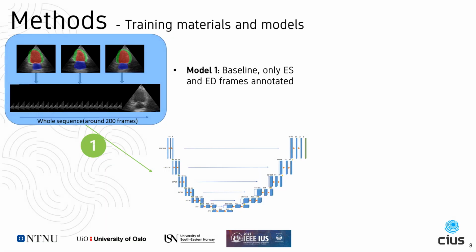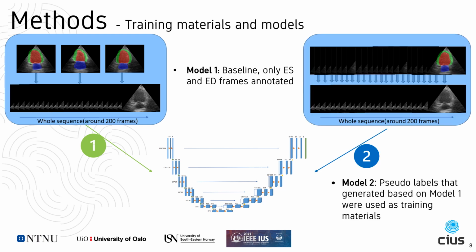To have an overview of how different data materials and network structures perform, we compared 4 models. The first model is a baseline model that we trained only with frames annotated at the end of diastole and the end of systole, because these are the most used frames in the clinic, which most probably get annotated. Model 2 uses the same network structure as Model 1, but is trained with pseudo-labels generated based on Model 1.